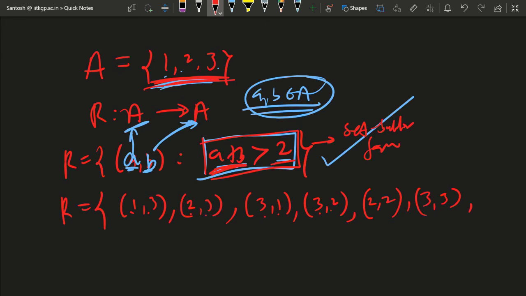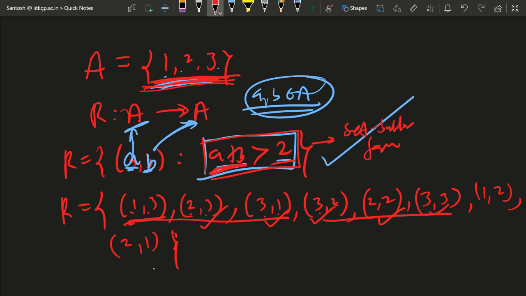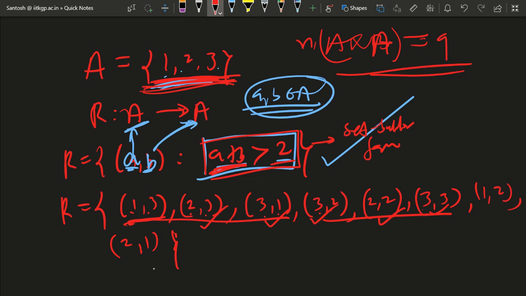Actually, A has 3 elements, so A cross A will have 9 elements. So there will be 8 elements here, excepting one. So you may write 1 related to 2, 1 related to 3 is already there. Then 2 related to 1, 2 related to 2 is already there, 2 related to 3 is there. Then 3 related to 1, 3 related to 2, 3 related to 3. How many are there? 3, 6, 8. Fine. So A has 3 elements, so A cross A will have a total of 9 elements.